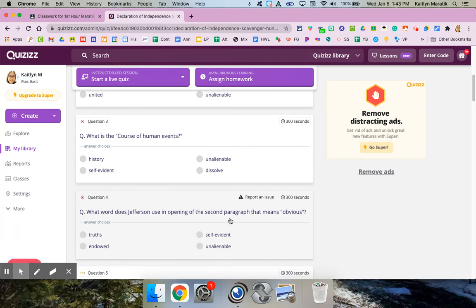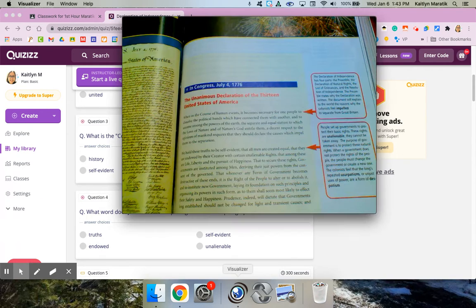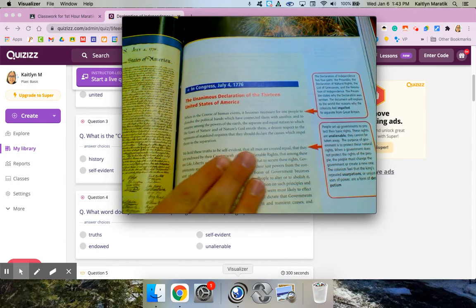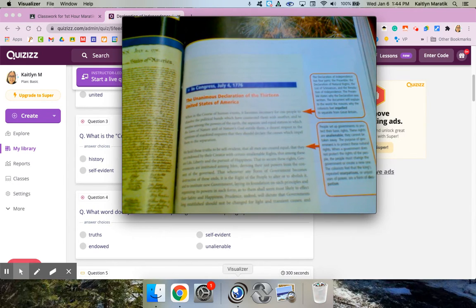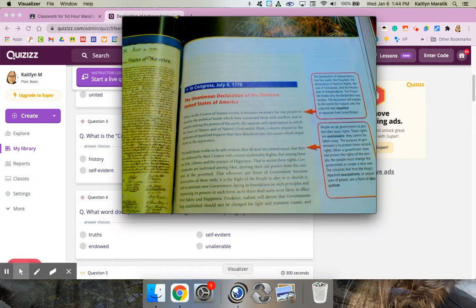What word does he use in the second paragraph that means obvious? You could probably look here already. We hold these truths to be self-evident, that all men are created equal. It continues, I've got it there. Already got a little helper there for you.